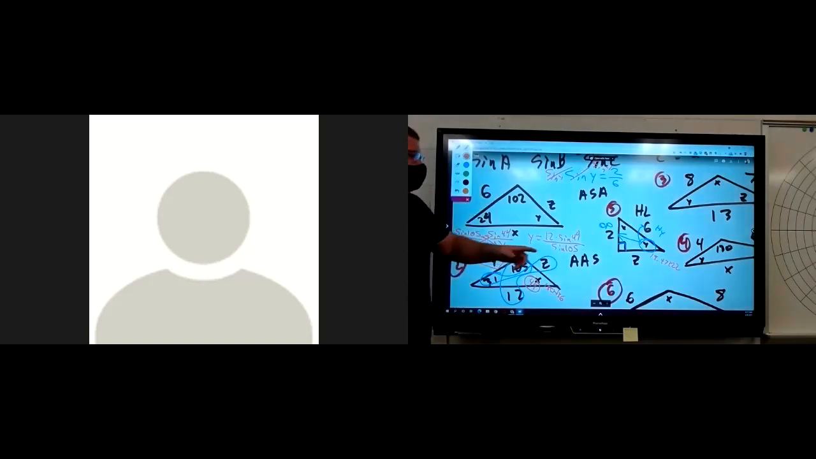Now, how do you find x here? There are two ways. One of them is better than the other.